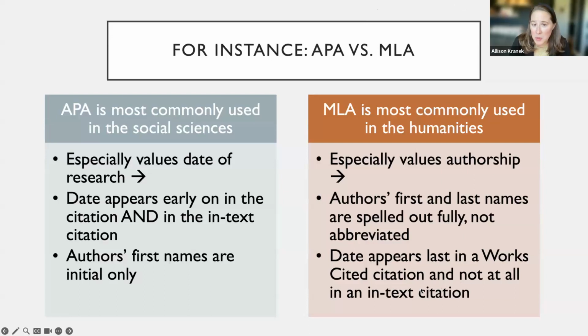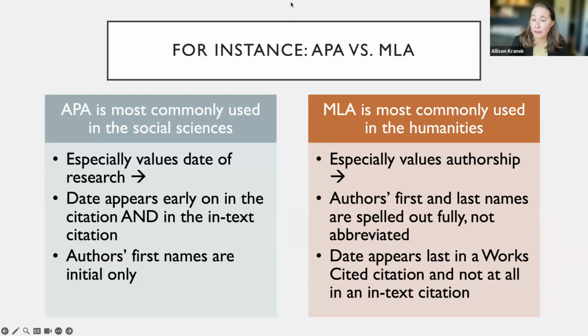So APA is most commonly used in the social sciences. For those of you who are in the social sciences and using APA, feel free to let us know your home department or discipline in the chat so we can get a sense for the range of disciplines. But APA is most commonly used in the social sciences, whereas MLA is most commonly used in the humanities. So if you've taken English classes or history classes, you were likely asked to use MLA.